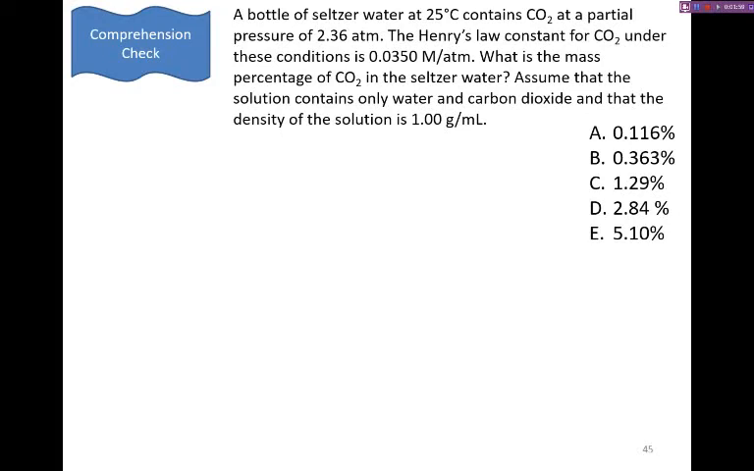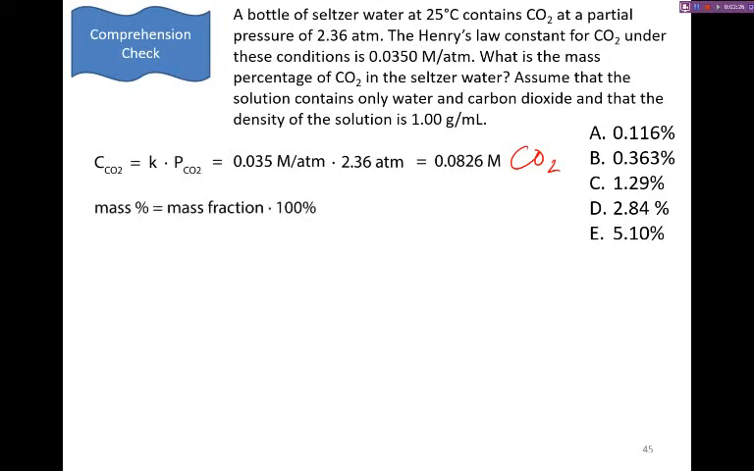Well, what do we know here? We can use Henry's law because we're given the Henry's law constant, we're given the partial pressure. From that, we can find the concentration. So we take the constant times the pressure of carbon dioxide, and that gets us the molarity of carbon dioxide. And this is going to be useful because we want to find the mass percent. We know that the mass percent is the mass fraction times 100%, and we can find the mass fraction by taking the mass of carbon dioxide over the total mass of the solution. Now that we know the concentration of carbon dioxide, we can then use that to find the moles and then the mass.